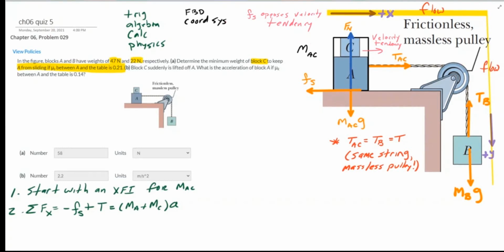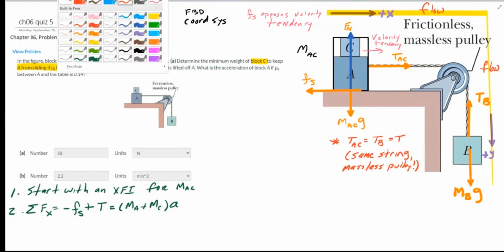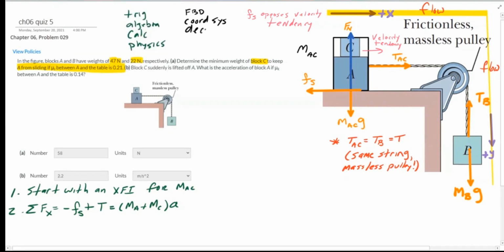That's my coordinate system. I don't have any two-dimensional vectors, so decomposition doesn't need to be done here. There is nothing to decompose. And then it's the inventories, and then the acceleration statement. So here goes. I do have the inventory for block AC. Let's do the inventory now for block B.